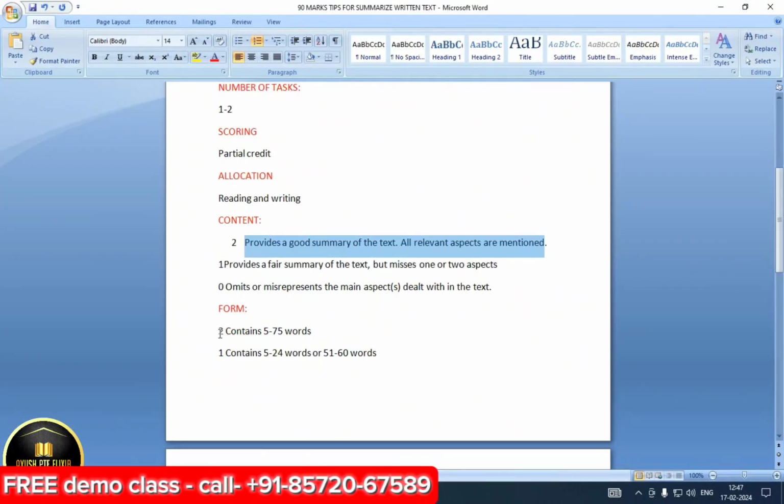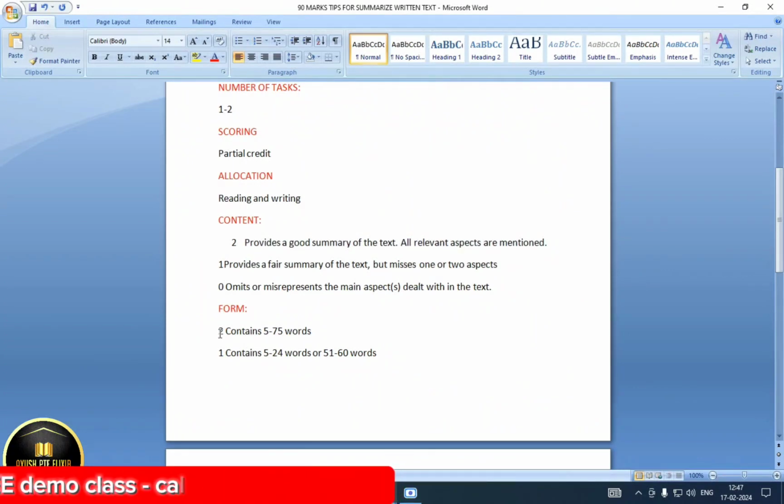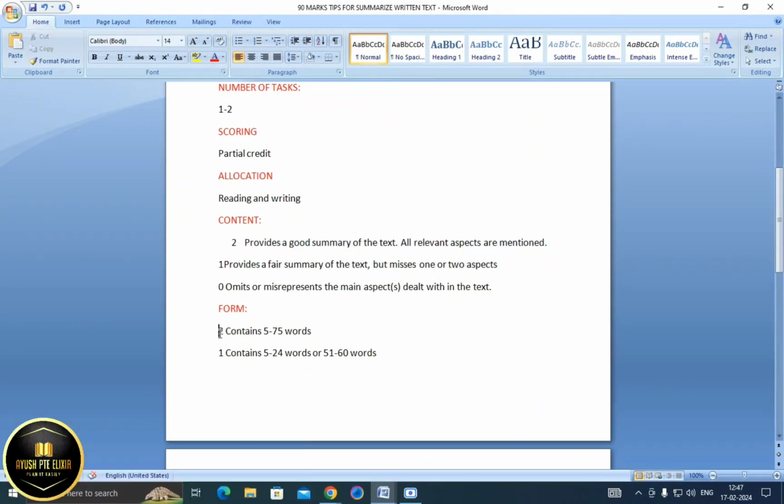The next thing that you should be focusing on is your form, which is very important, because form is something that gives you the marks. If you're not putting a full stop, you do not get any single mark out of that. If you want to get 2 marks, you have to contain approximately 5 to 75 words.